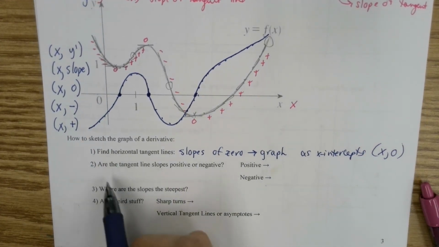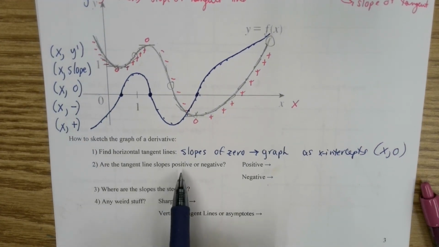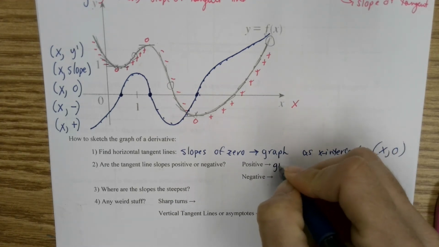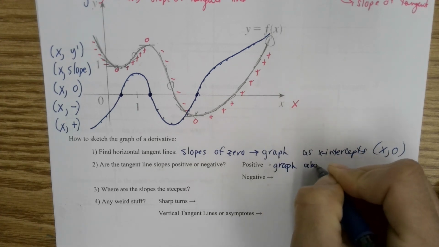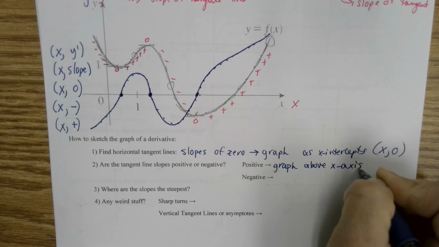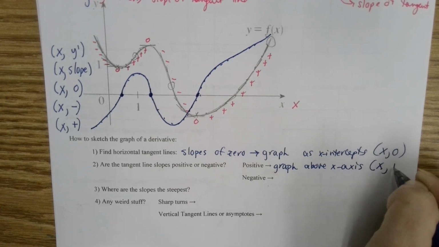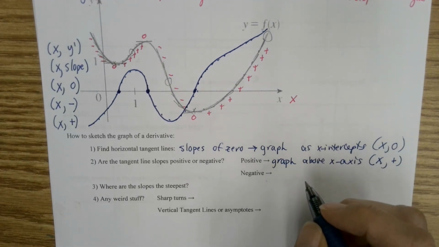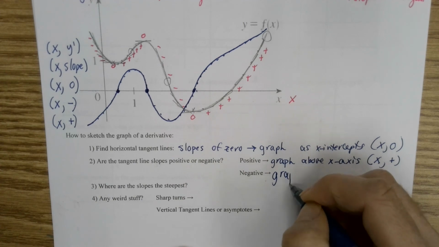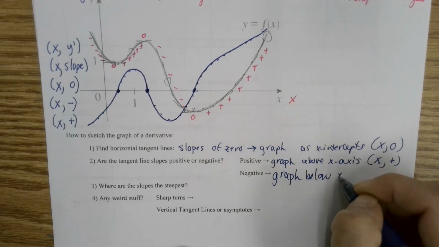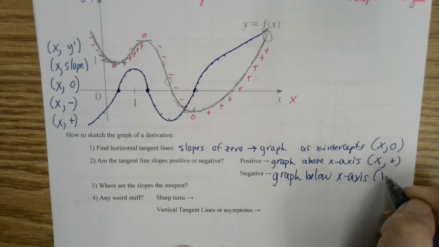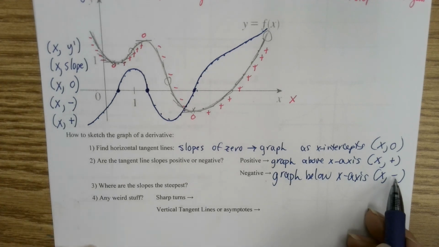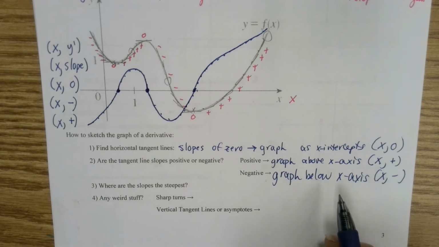Okay, so for your steps, for step 2, are the tangent line slopes positive or negative? If it is positive, it is a point that is going to graph above the x-axis, because you're looking at a point with an x value and a positive slope or a positive y value. If it is a negative slope on the tangent line, we're going to graph it below the x-axis. So we have x with a negative number for your y value, which means that we are going to be looking at points below the x-axis.